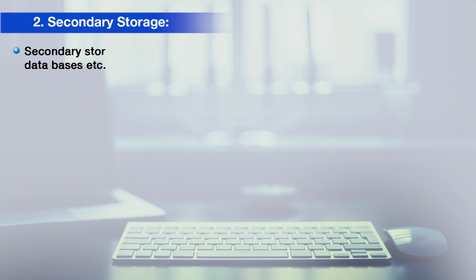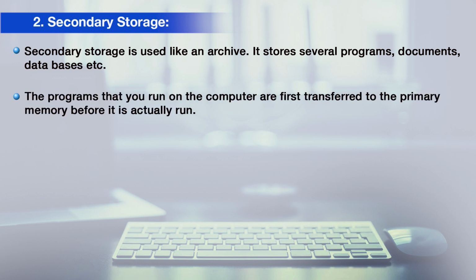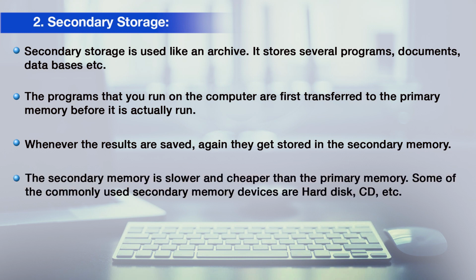Secondary storage. Secondary storage is used like an archive. It stores several programs, documents, databases, etc. The programs that you run on the computer are first transferred to the primary memory before they are actually run. Whenever the results are saved, again they get stored in the secondary memory. The secondary memory is slower and cheaper than the primary memory. Some of the commonly used secondary memory devices are hard disks, CDs, etc.